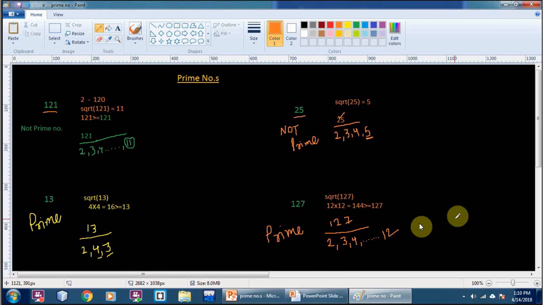So by taking this square root, we can make a tough or cumbersome task easy. This is how we can check whether a number is prime or not.